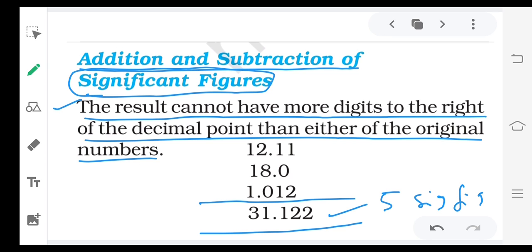So here we got 31.122, but you have to remove this 2 because after the decimal point there must be 1 digit. So what is the answer? 31.1 is the answer.